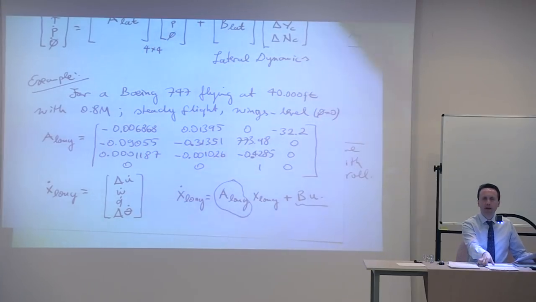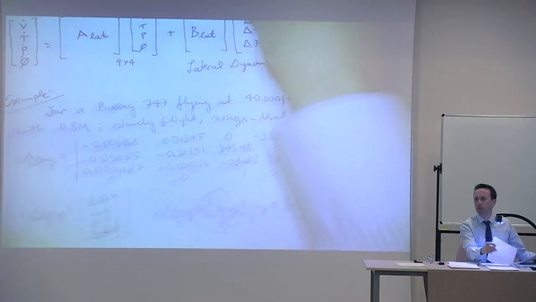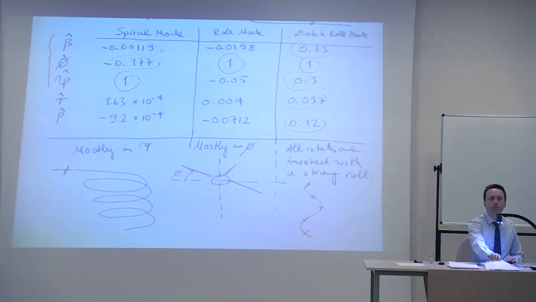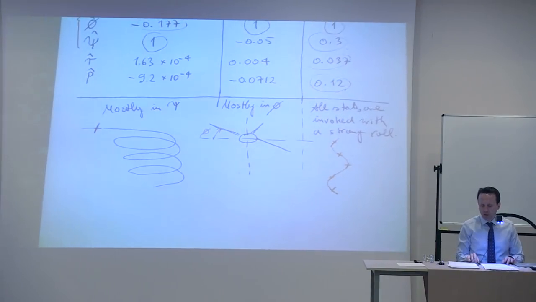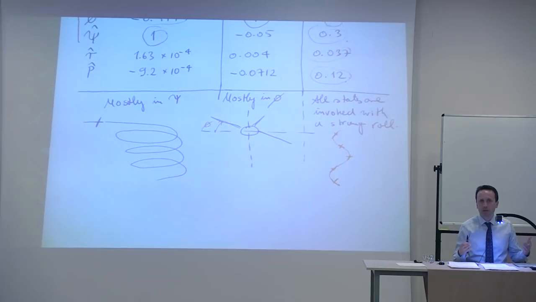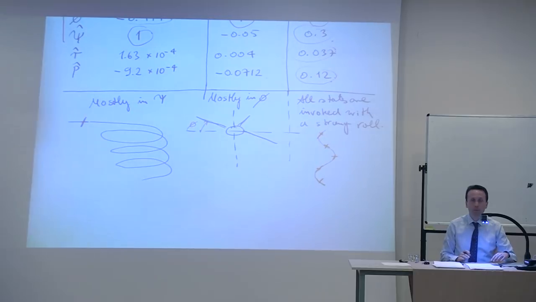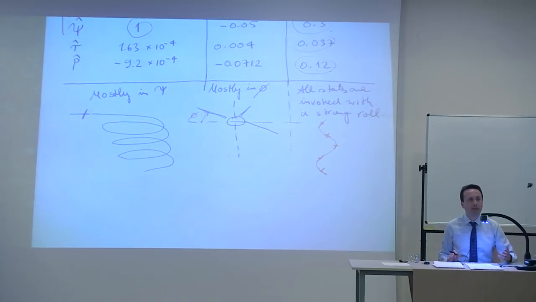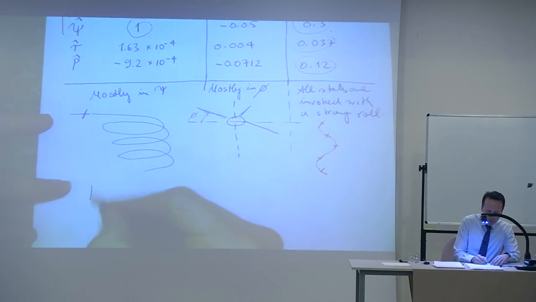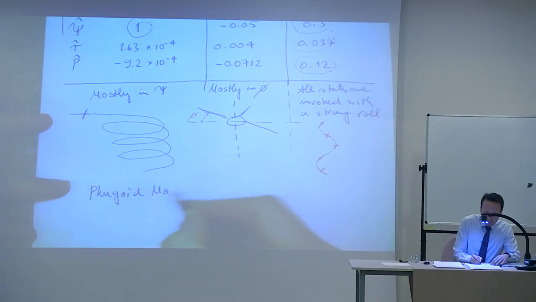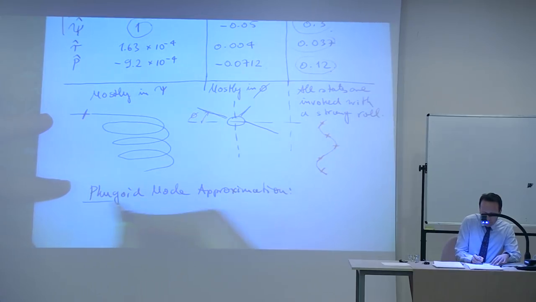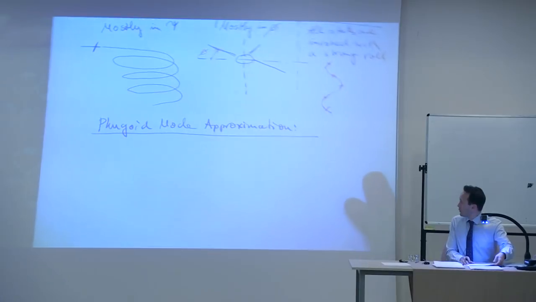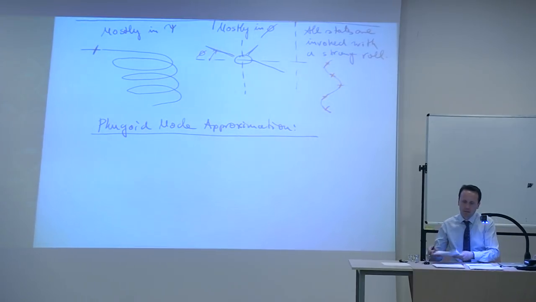But in literature, we have quite nice approximations in order to estimate some of those modes. I will just give you the phugoid mode approximation as an example, and I won't do the rest. But they are available in books: an approximation for the short period, an approximation for spiral, and things like that. So the phugoid mode approximation. You don't really need the whole thing.